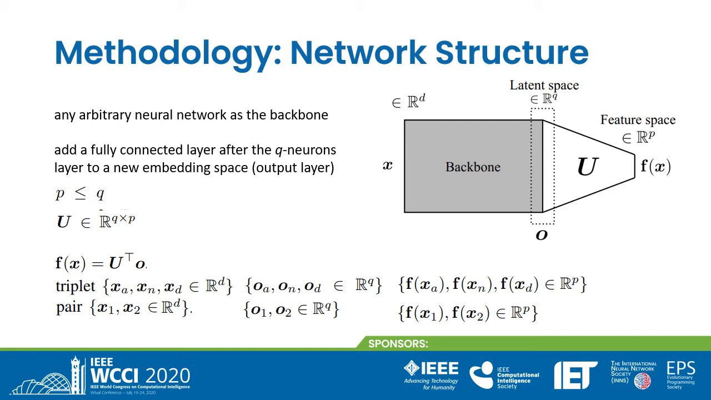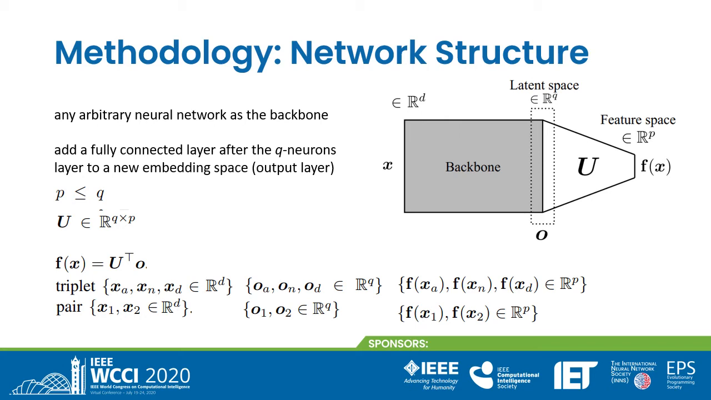The idea is that we train the backbone neural network where the latent space tries to find a good discriminative space, but it is not yet very good. By projection to the feature space, we fine-tune the embedding space in order to discriminate the classes better. Consider the triplet XA, XN, XD. We denote the latent embedding of these by OA, ON, and OD, and the final embedding of those by f(XA), f(XN), and f(XD).